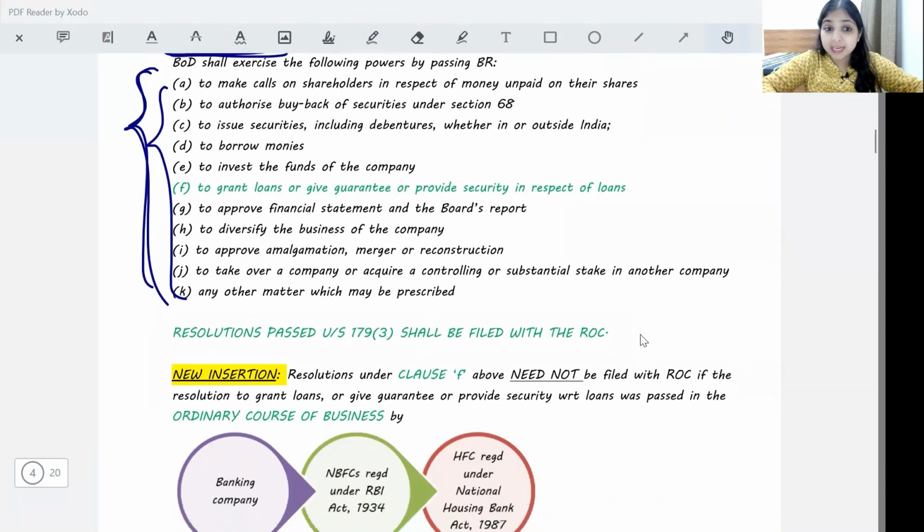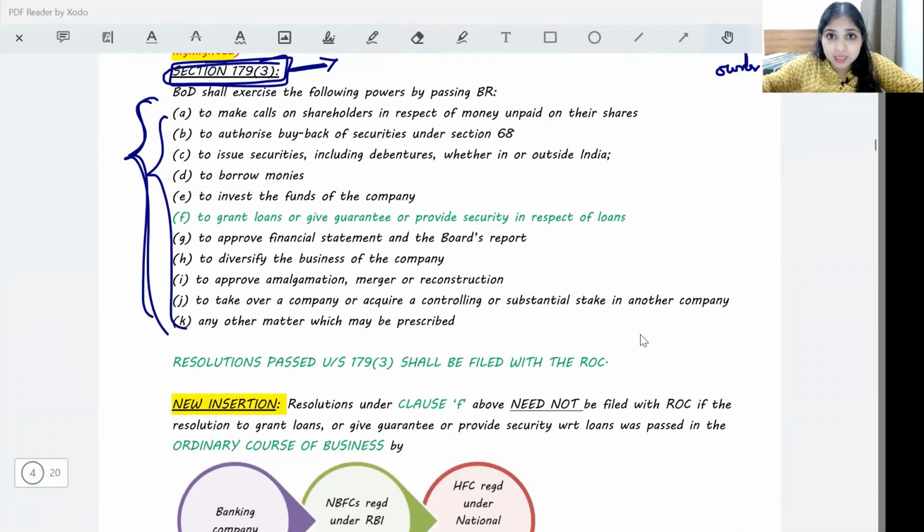Now the amendment is that one of the points in this list, one of the points in 179.3, is that in case the company wants to grant loans or give guarantees or provide securities, then a board resolution has to be passed. One of the points in 179 subsection 3 is that in case the company wants to give a loan to somebody or give guarantee to somebody or give security to somebody, then for that the company needs a prior board resolution. And this comes under 179.3, which means in case this resolution is passed, a copy of this resolution will be filed with the ROC, isn't it?